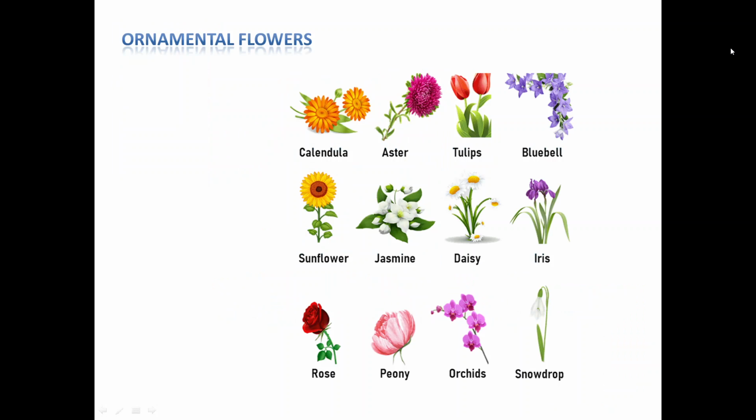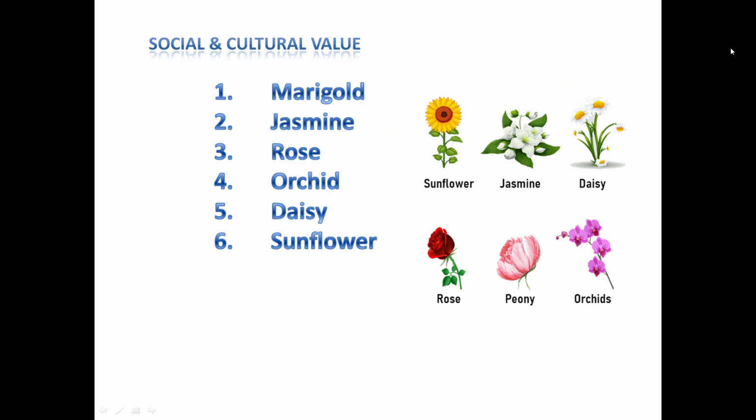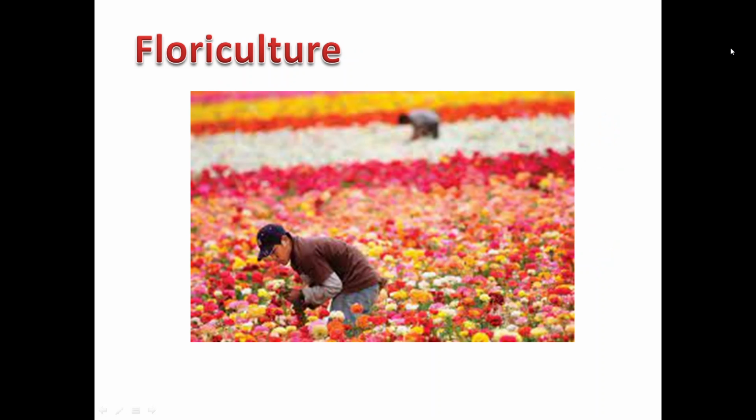So, in your textbook, there are questions where you have to name a few ornamental flowers or flowers used for ornamental or aesthetic purposes. So, you can name any of these 5 flowers. And the same flowers can be used for social and cultural value also, like marigold, jasmine, rose, orchid, daisy, or sunflower. Now, what is floriculture?